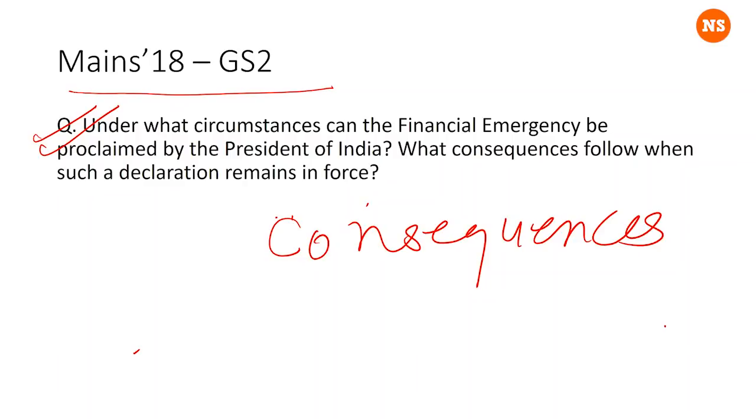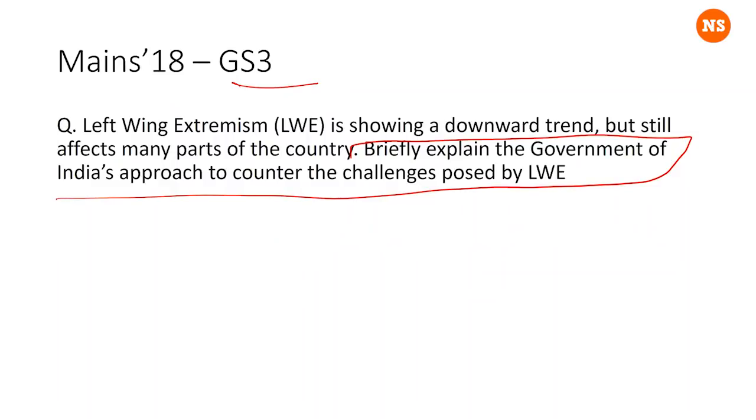So this is a question from GS3. Left-wing extremism is showing a downward trend, but still affects many parts of the country. Briefly explain the Government of India's approach to counter the challenges posed by left-wing extremism. Now, most of us think that this is the question: briefly explain the Government of India's approach. While this definitely is the question, we cannot miss out on some of the words here.